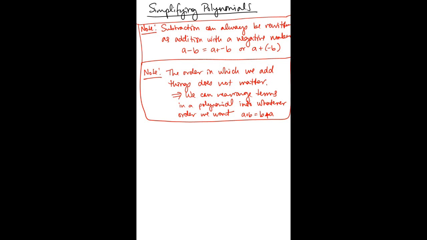Okay, so how do we simplify polynomials? Well, the real question is, when can we combine two terms in a polynomial together into a single term?